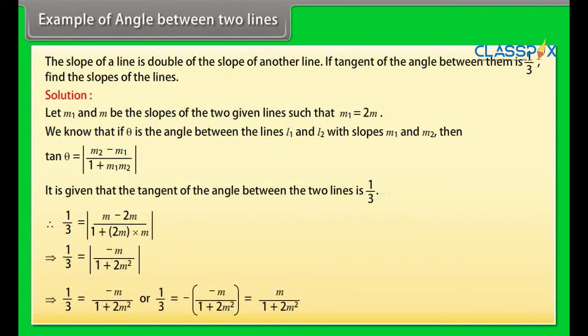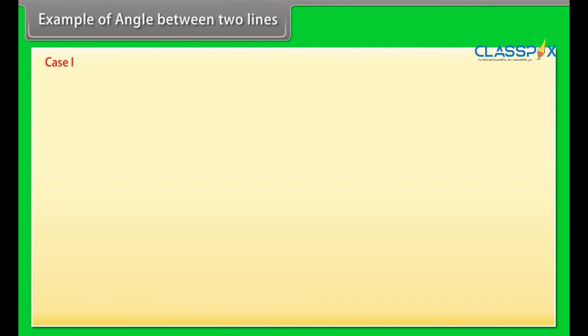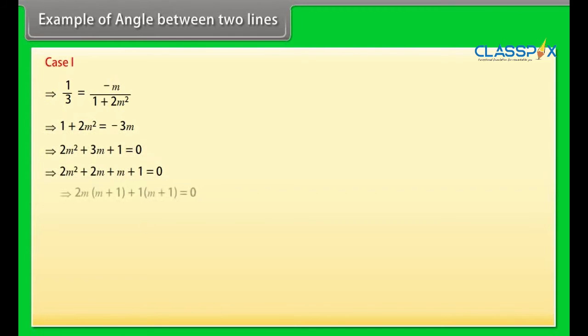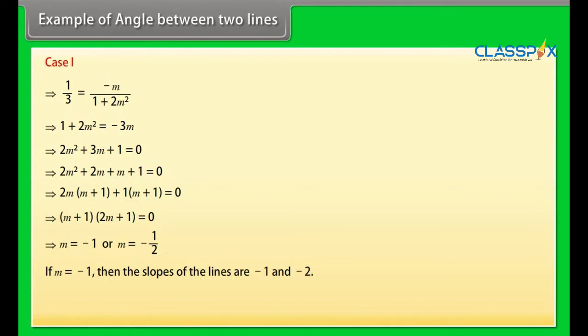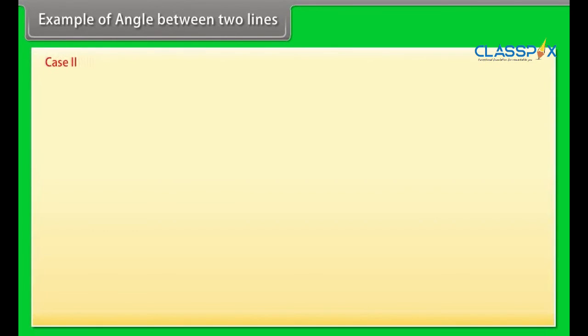On solving, we get modulus of m divided by (1 plus 2m squared). Case 1. 1/3 is equal to minus m divided by (1 plus 2m squared). On solving, we get m is equal to minus 1 or m is equal to minus 1/2. If m is equal to minus 1, then the slopes of the lines are minus 1 and minus 2. If m is equal to minus 1/2, then the slopes of the lines are minus 1/2 and minus 1.